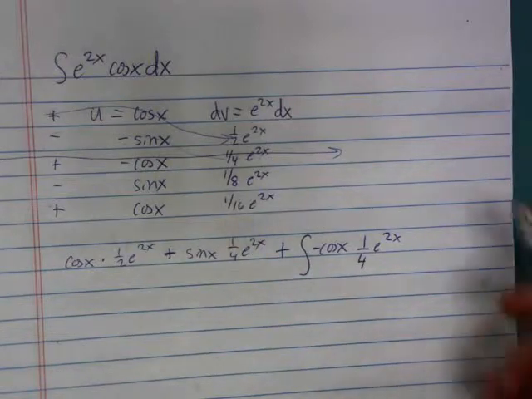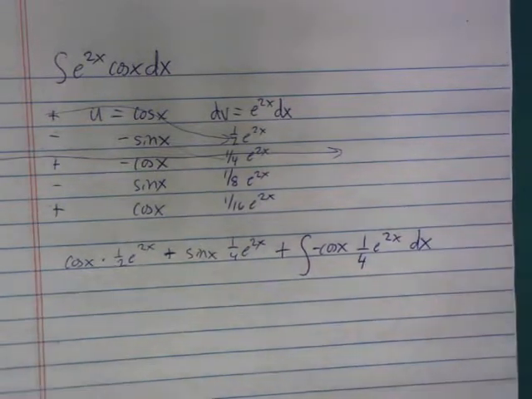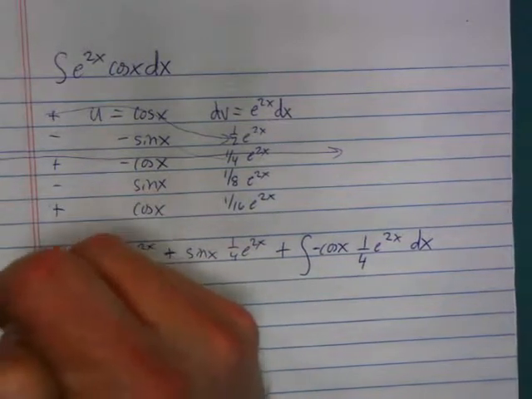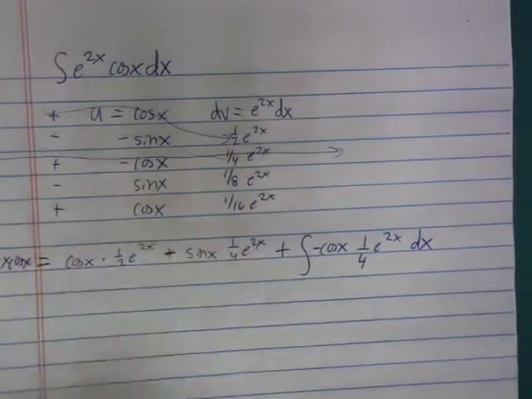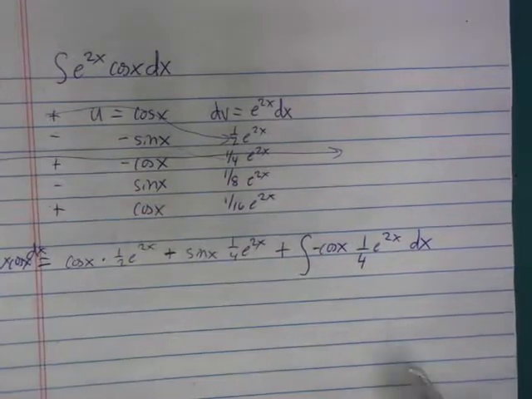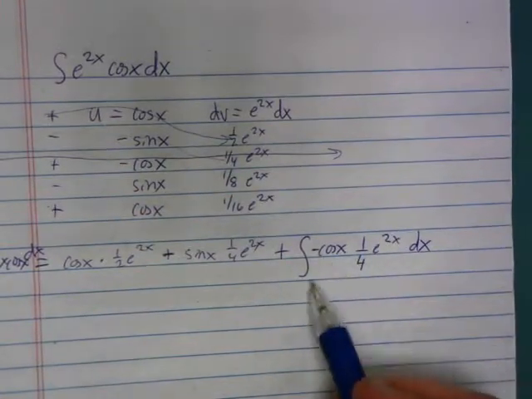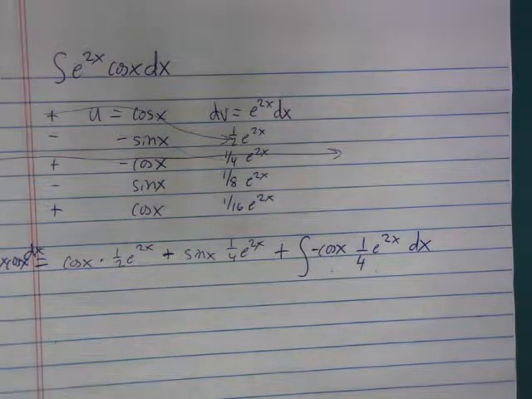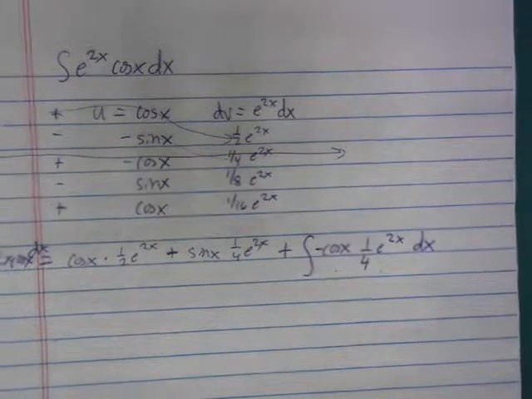Okay? And we pull the negative 1/4 out, and right, so we have e to the 2x cosine x. And so our trick at this point would be we would pull the negative 1/4 out, and then we added this to both sides, and then we divided. So the tabular method will work.